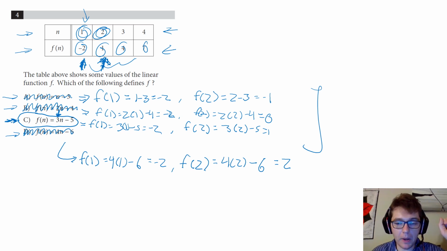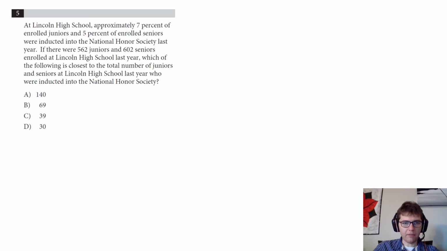Okay, moving on. Problem number 5. At Lincoln High School, approximately 7% of enrolled juniors and 5% of enrolled seniors were inducted into the National Honor Society last year. If there were 562 juniors and 602 seniors enrolled at Lincoln High School last year, which of the following is closest to the total number of juniors and seniors at Lincoln High School last year who were inducted into the National Honor Society?